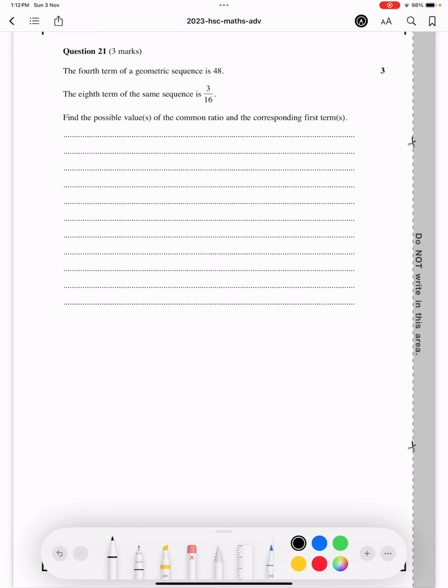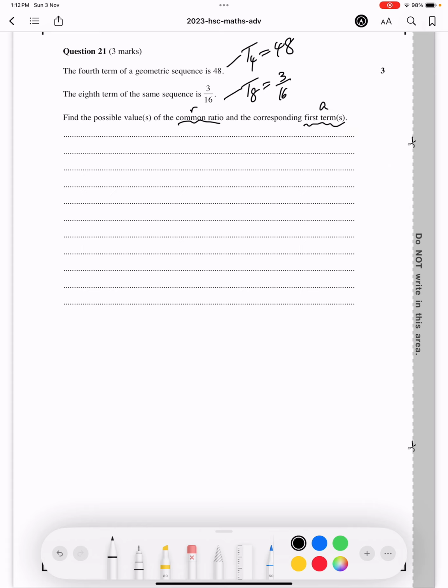Alright guys, let's have a look at this question here. It says the fourth term of a geometric sequence is 48. So T4 is 48. The eighth term of the same sequence is 3 over 16. So T8 is 3 over 16. Find the possible values of the common ratio, so find R, and the corresponding first terms, which is A.